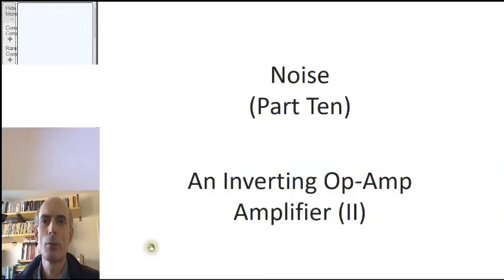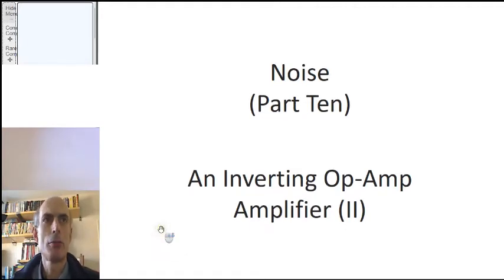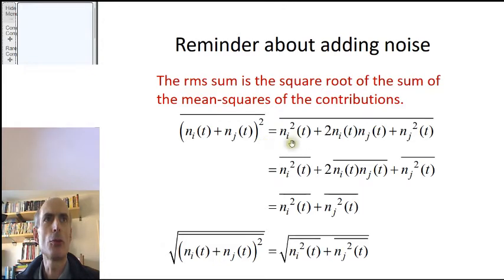This time we're going to be putting some numbers into the model of the inverting op-amp amplifier that we investigated in the last video. Just a reminder that when we combine all of these sources, we have to combine their powers, the squares of the noise voltages, and add them up. Then our final noise voltage is the square root of the sum of the squares of the individual noise voltages. We have to do that whenever we're dealing with independent noise sources.